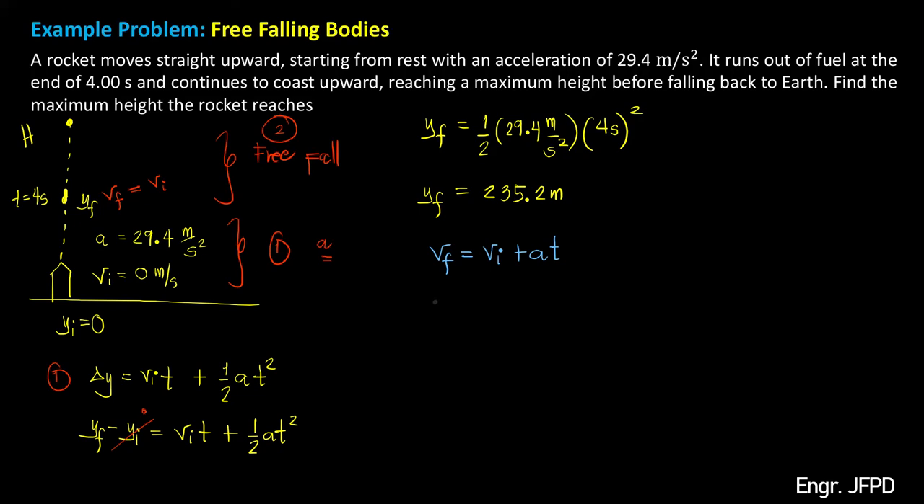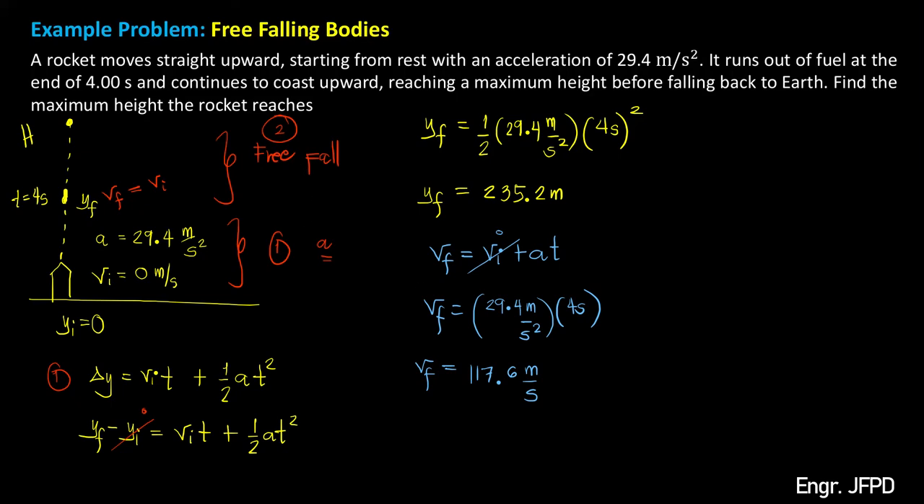Again, this is a plus AT because we will use the acceleration of the rocket, that is 29.4 meters per second squared. Solving for the final velocity now, the initial velocity is equal to 0, the acceleration of 29.4 meters per second squared multiplied by the time of 4 seconds. Solving for the final velocity now, this will be equal to 117.6 meters per second. And this final velocity of the rocket will be the initial velocity of the rocket as the rocket will move under free-falling bodies.